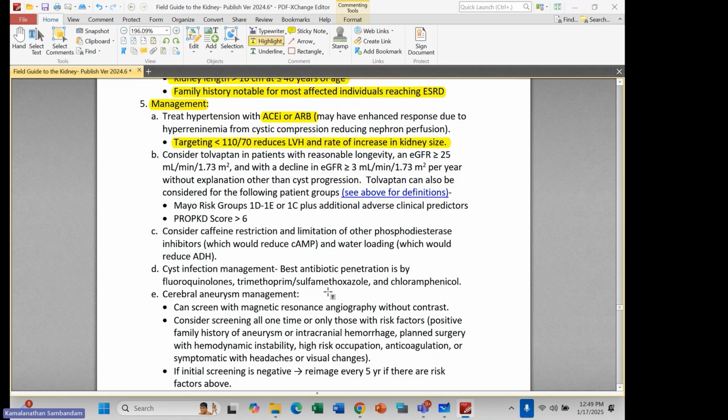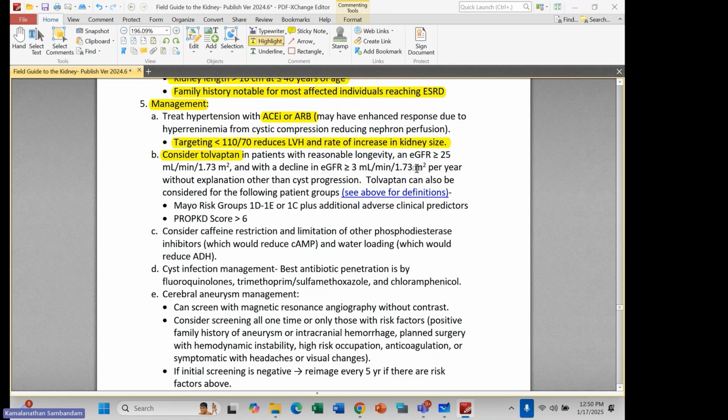You don't need to target less than 110 if you have CKD4. Okay, this is for early stage CKD, early stage ADPKD, essentially with preserved GFR. That seems to reduce the rate of progression in kidney size based on a randomized controlled trial. Okay. So think about that in your early stage ADPKD. Tolvaptan, I mentioned, is one to consider.